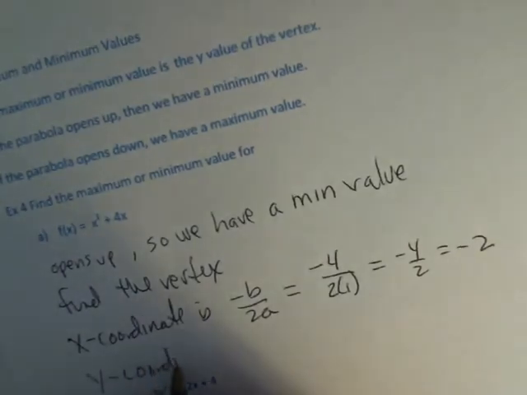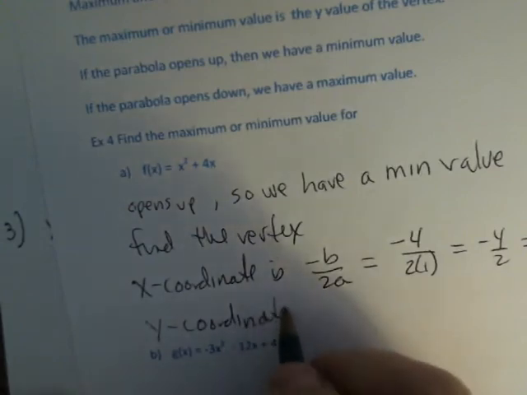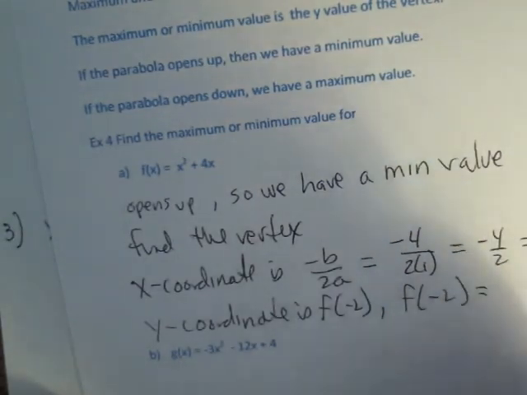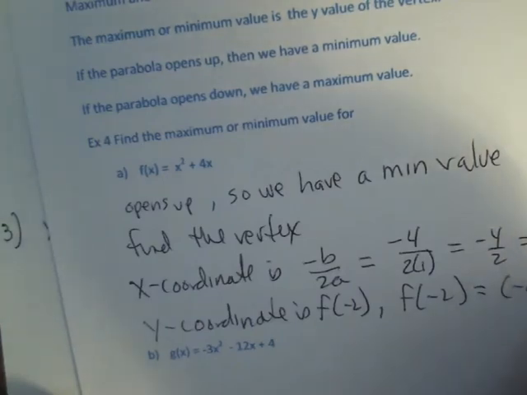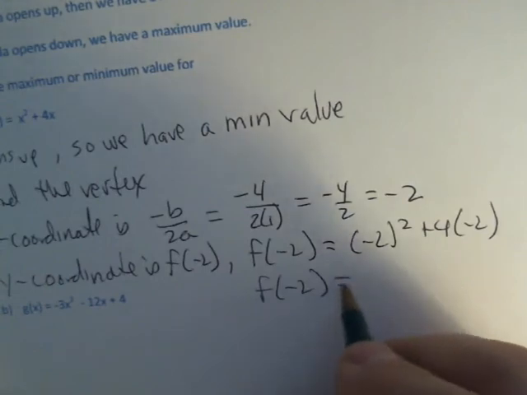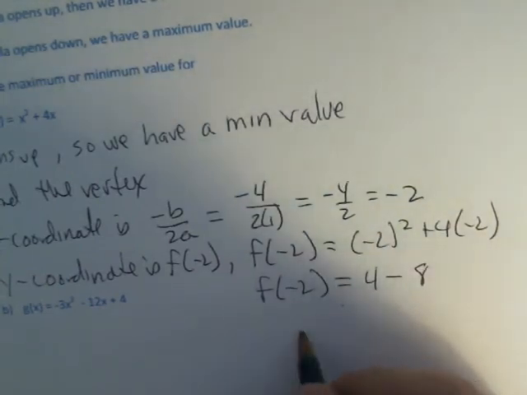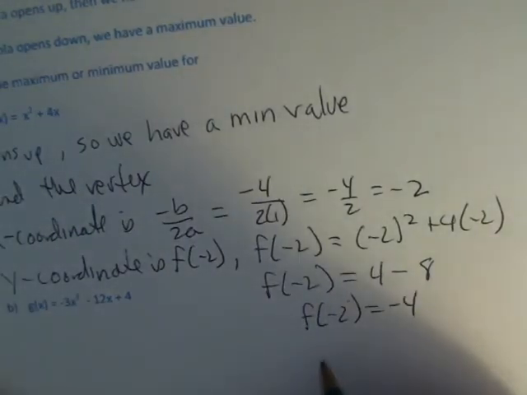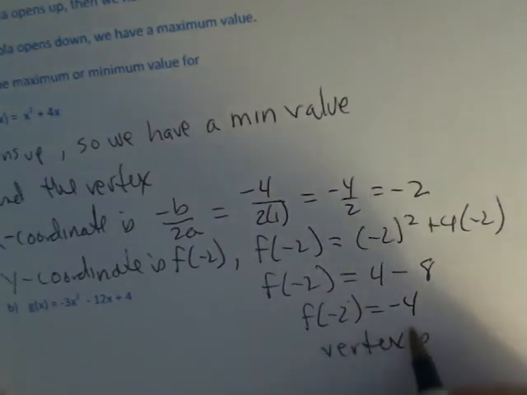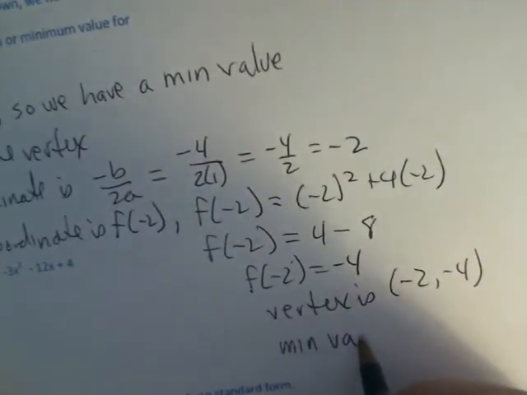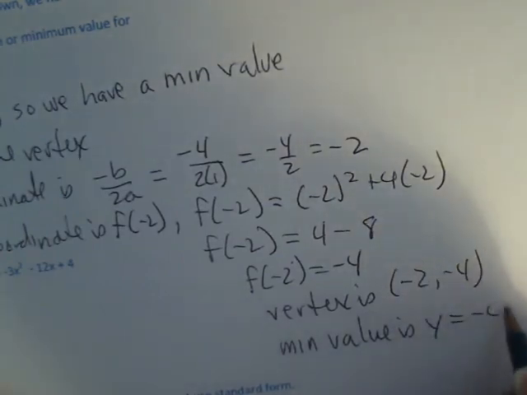Your y coordinate is f of negative 2. And f of negative 2 is negative 2 squared plus 4 times negative 2. 4 minus 8. So it's negative 4. So since my vertex is negative 2, negative 4, my minimum value is y equals negative 4.